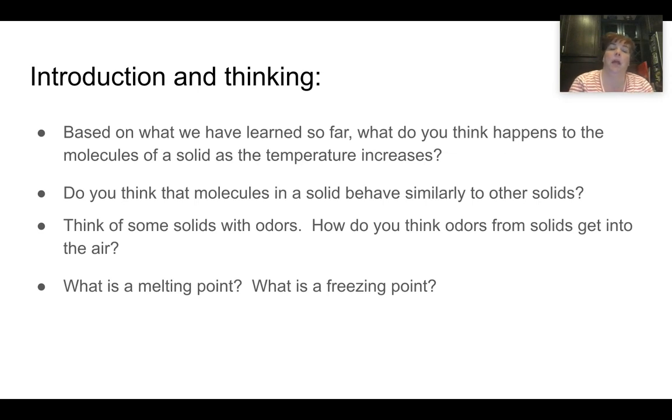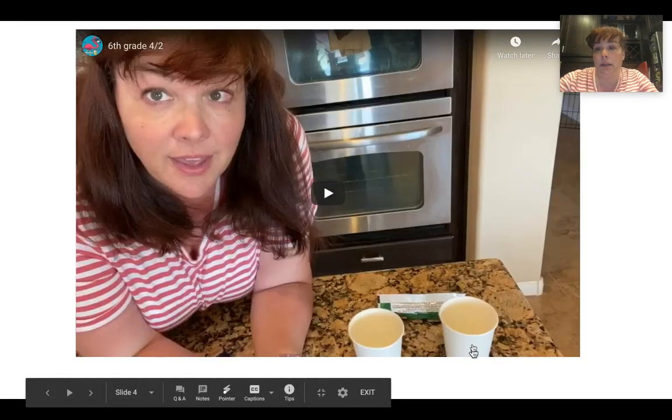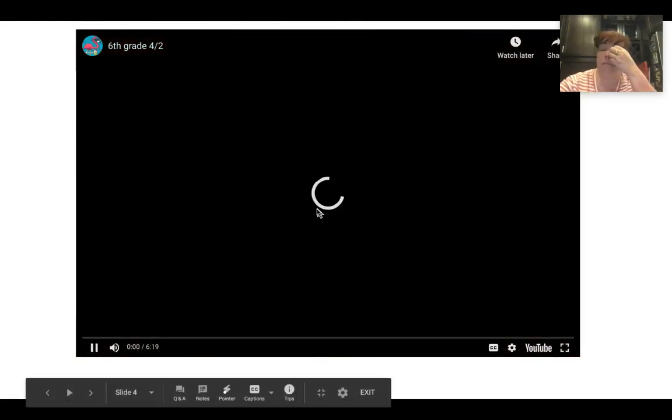What do you think? Next, think of some solids with odors. How do you think odors from solids get into the air? And our last two things are: what is a melting point and what is a freezing point? Okay, we're going to go right into the video lesson, and I am going to be stopping it a little bit as we go to give you some further information.